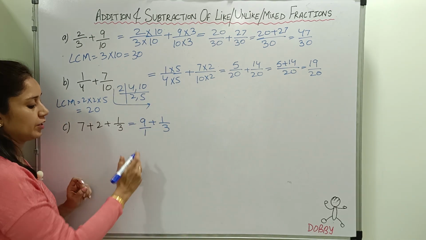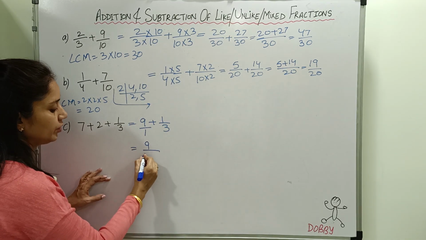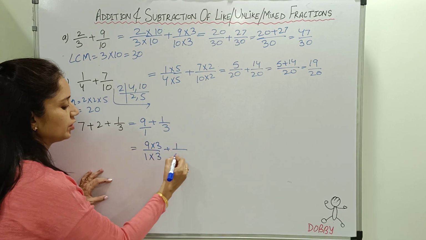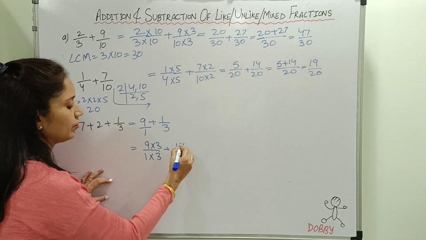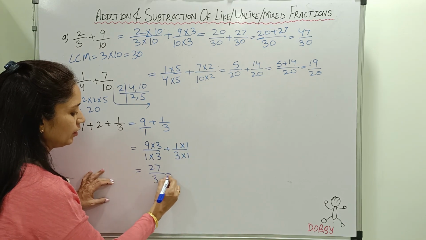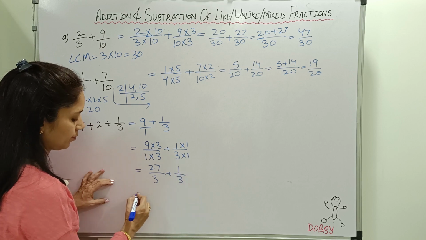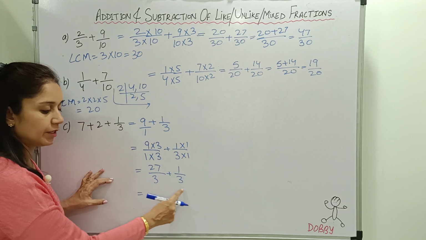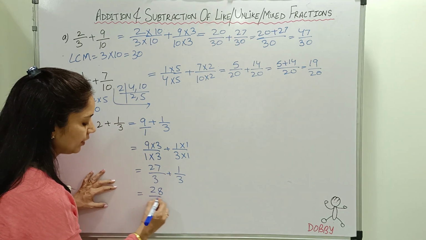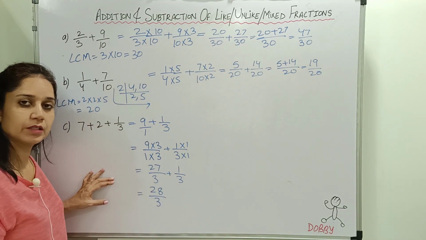That means first fraction we have to multiply it by 3. And second fraction will remain as it is, multiply by 1. It gives us 9 3s are 27 upon 3 plus 1 upon 3. Both the fractions have turned into like fractions. 27 plus 1, 28 upon 3.